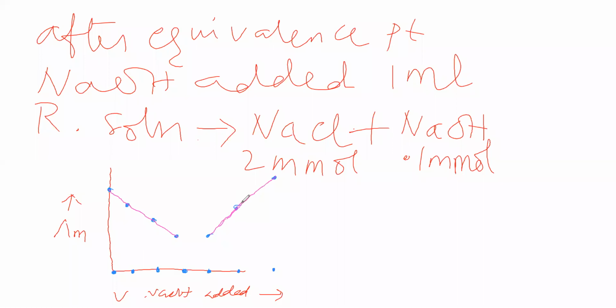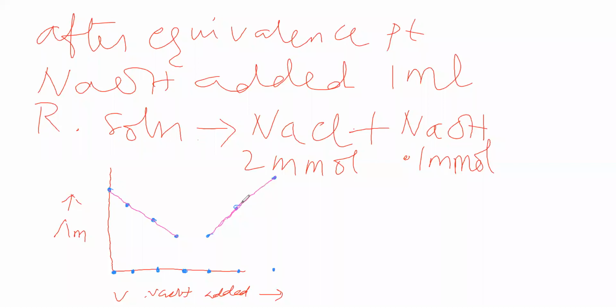Actually, what is the accurate word? Equivalence point. Equivalence point says the point at which the reaction is completely over. End point says nearly where the reaction is completed. You see the difference? This is the difference between end point and equivalence point.